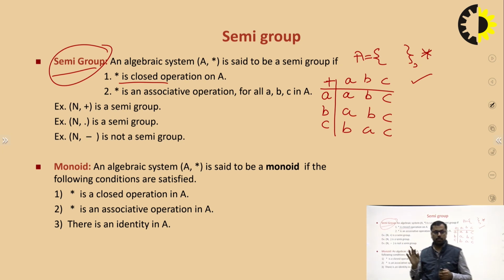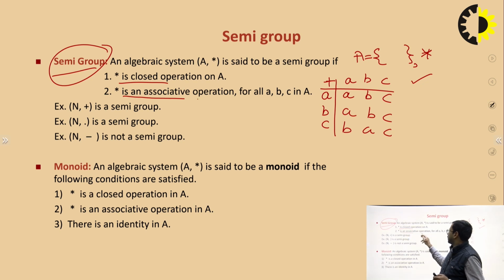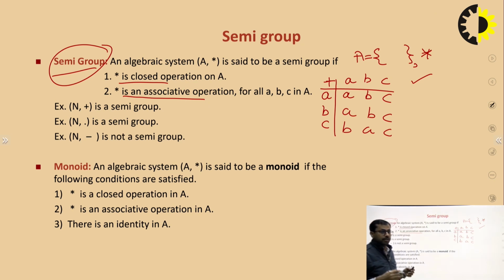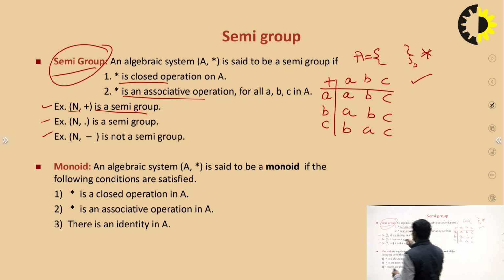Okay. So the semigroup has two properties: the first one is the closure property and the second one is the associative property. If both properties are satisfied by the algebraic system, then we can say it is a semigroup. These are some examples. N comma plus is a semigroup, that means an algebraic structure that contains a non-empty set N, then it is a semigroup.